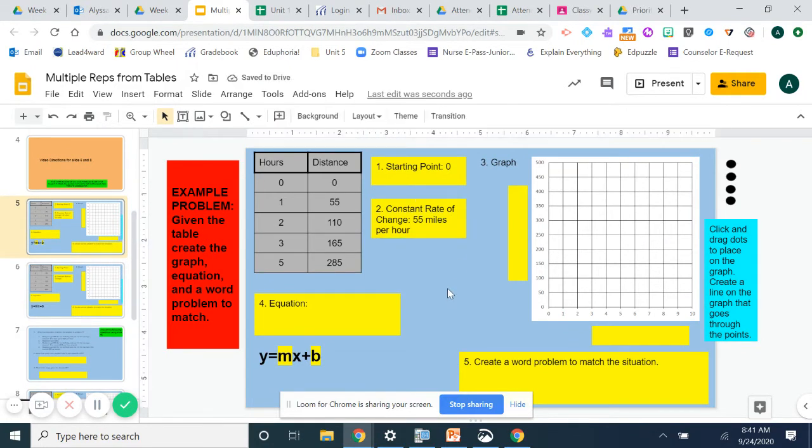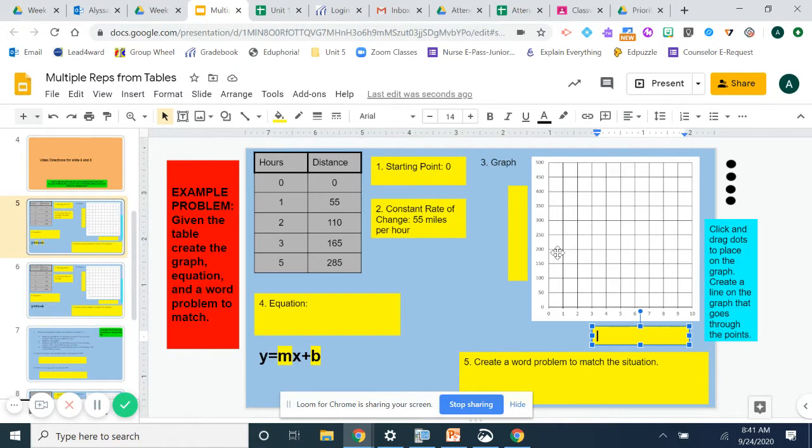All right. So I have my two most important pieces of information, my starting point and my constant rate of change. Now I can go ahead and make my graph. Well, on my graph part, I need to identify what's on my x-axis and what's on my y-axis, and I can get those two pieces from my table.